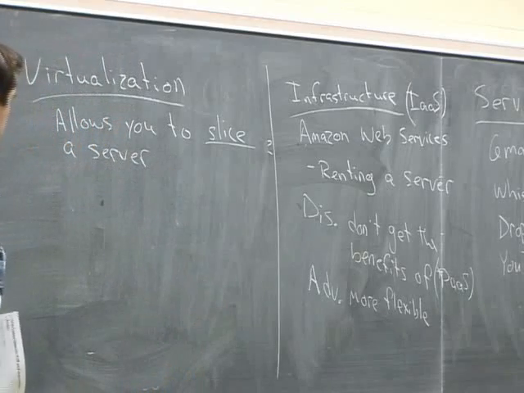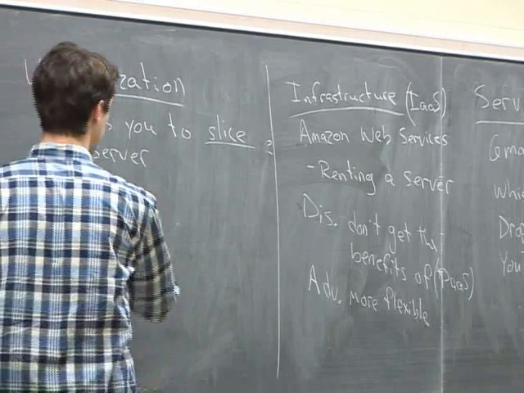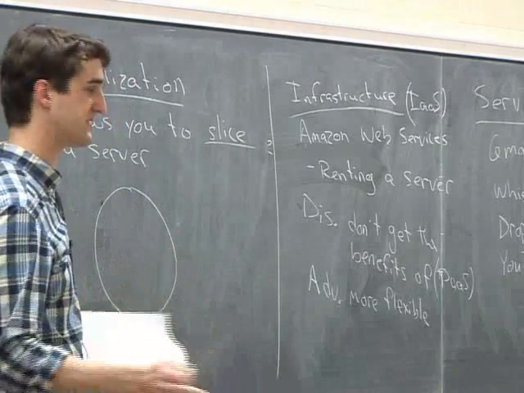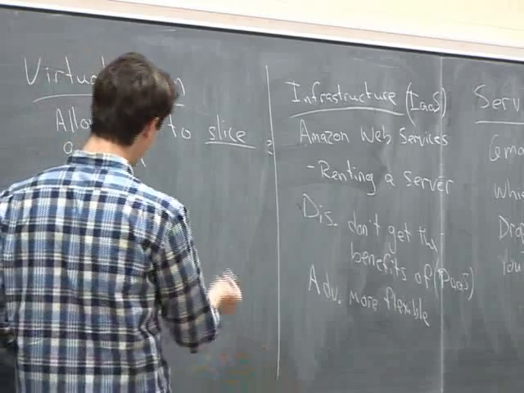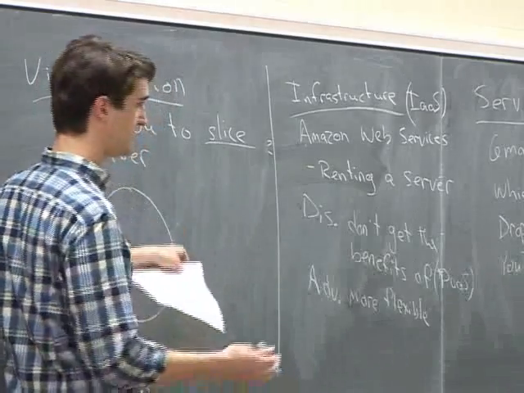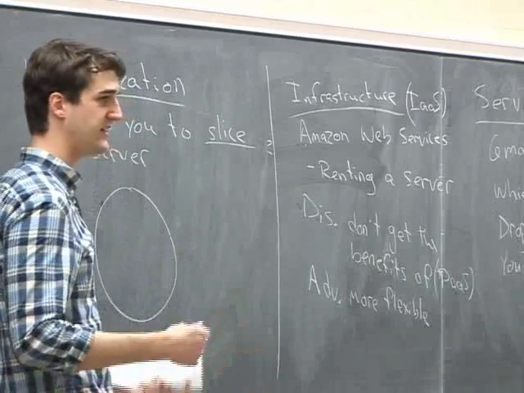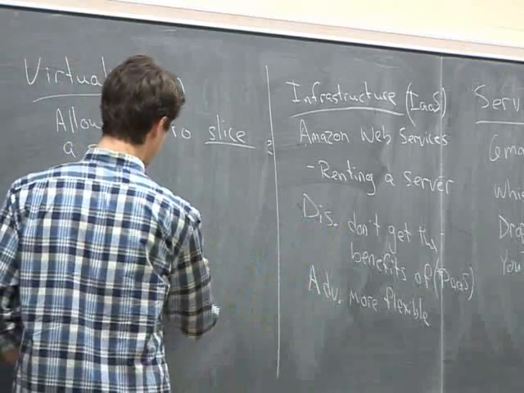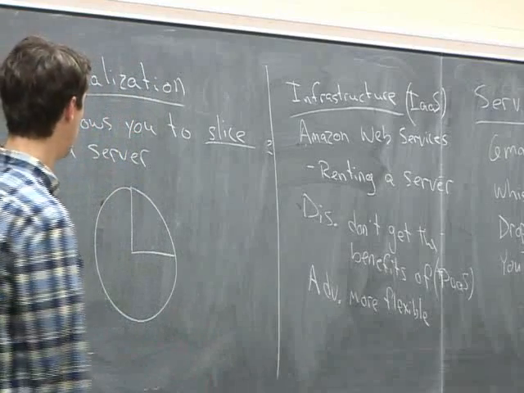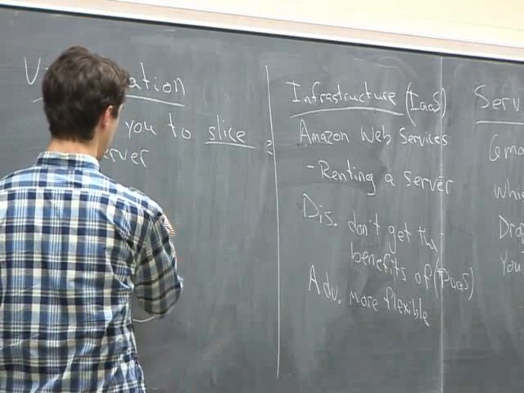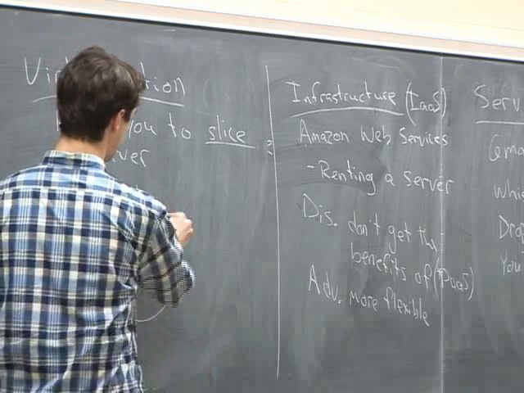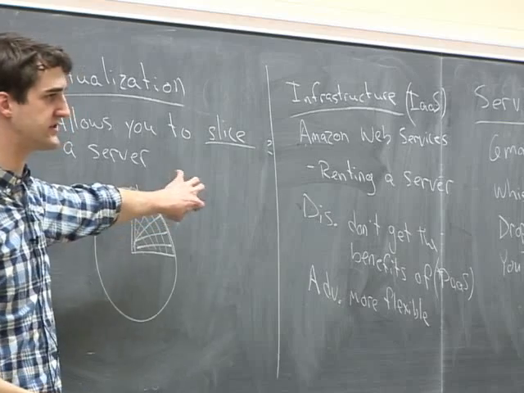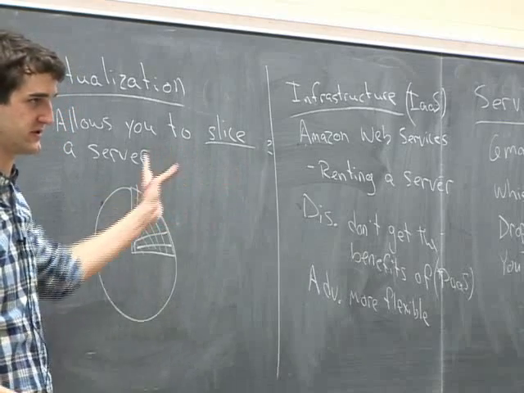And so this slicing, you can think of it as the analogy of if we have a pie and we take a slice of it. This is exactly what virtualization does. So we have our server, which is this pie here, and I come along and say, oh okay, I'd like to rent this quarter of your server. And so then I get this quarter, and because of virtualization, I'm isolated, and I can only use this quarter of the server's resources, okay?